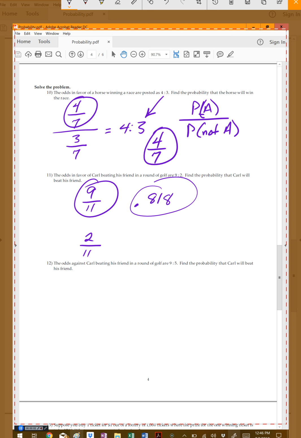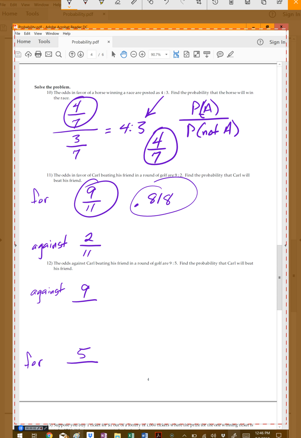Now number 12, we put this here because it says odds against. It says the odds against Carl beating his friend in a round of golf are 9-5. Must be a different friend. Find the probability that Carl will beat his friend. Well, we know there are two fractions again, a 9 and a 5. Because this is odds against, this top part is against, and the bottom is for. Whereas in problem 11, it was for over against. And that's really the only thing we have to be careful of: is it odds for or odds against? Well, this is odds against.